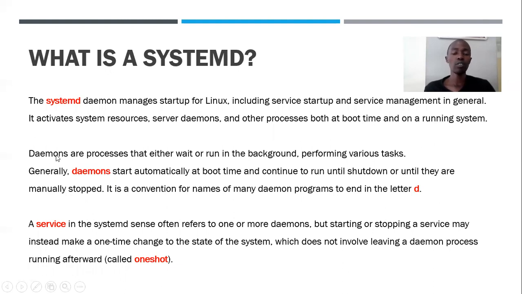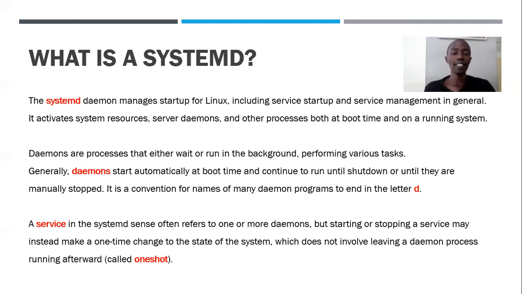So daemons are processes that either wait or run in the background. And what is the reason why they are in the background? They are there to perform various tasks. So we have different daemons suited to specific services. We will talk about different services, and then we will also mention one of the services. And you can see that whenever you have a service, you must have a daemon attached to that particular service.